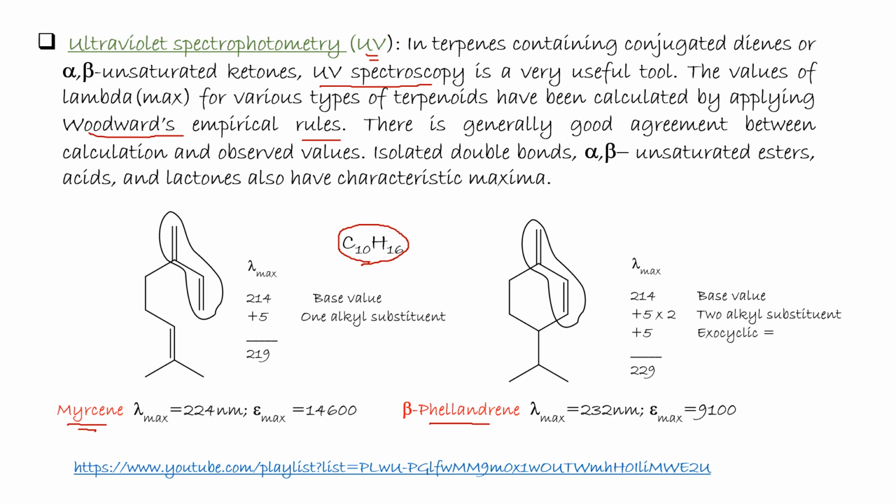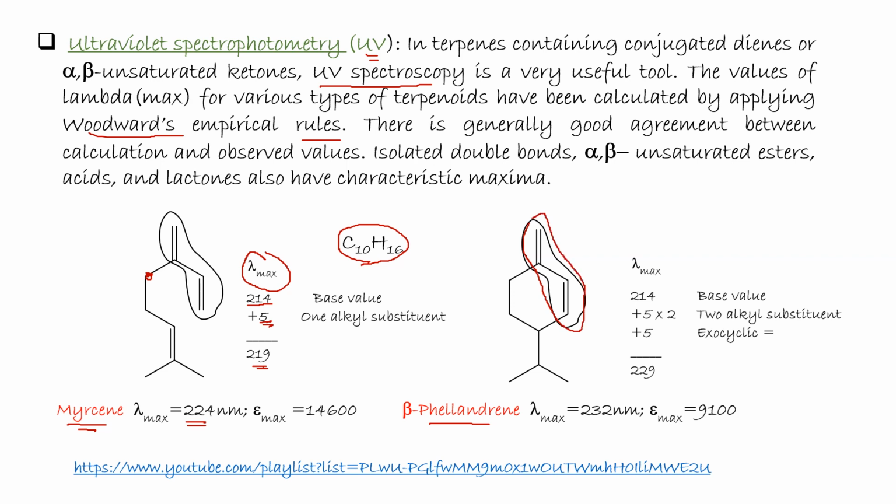monocyclic monoterpenes. Well, if we go to calculate the lambda max, since we have a diene, the base value is 214. On the conjugated diene system, we have only one alkyl substituent, so we add 5 for that, so the total will be 219. And the observed value for lambda max for this compound is 224 nanometer.